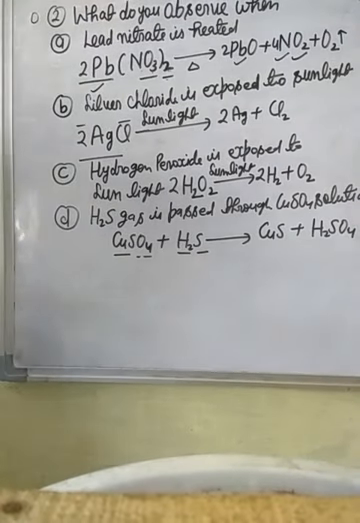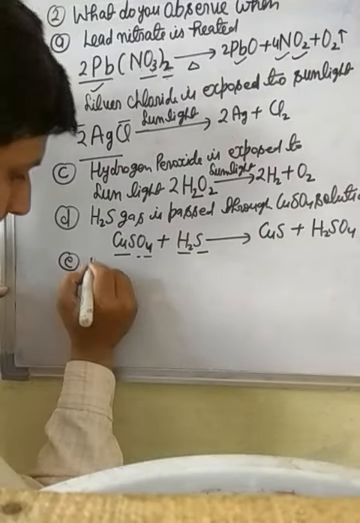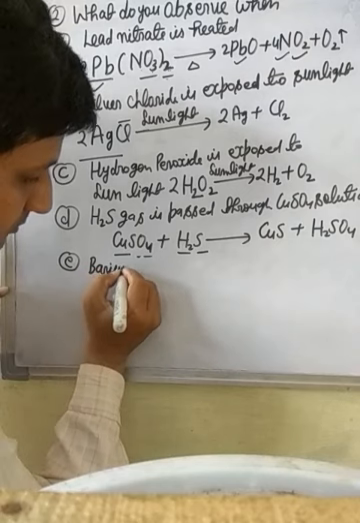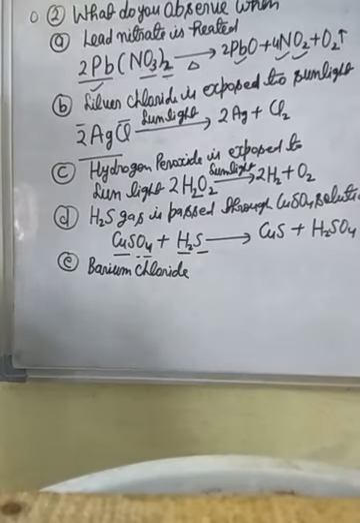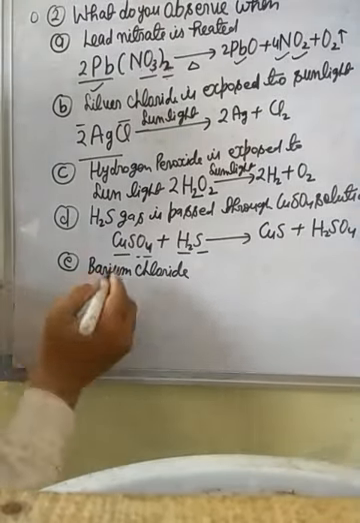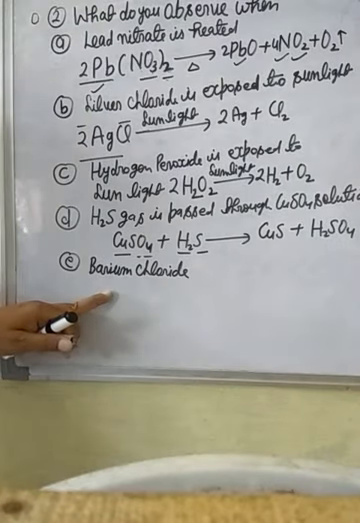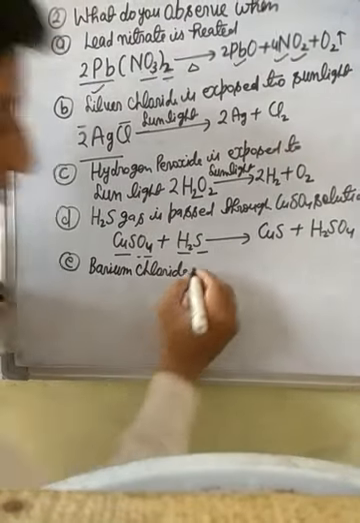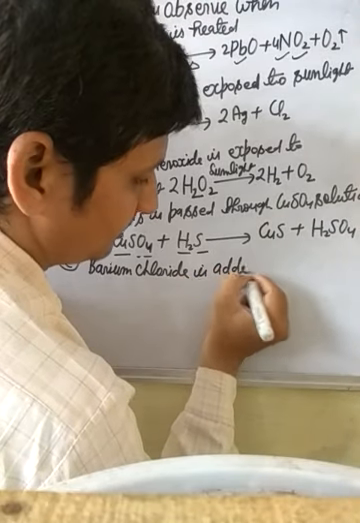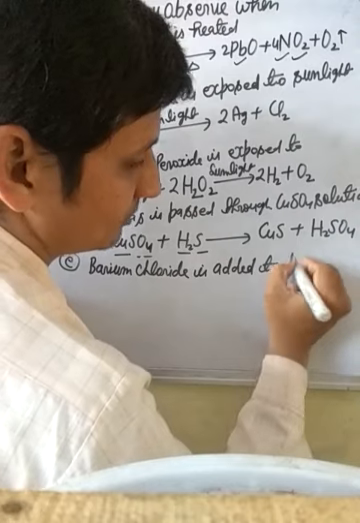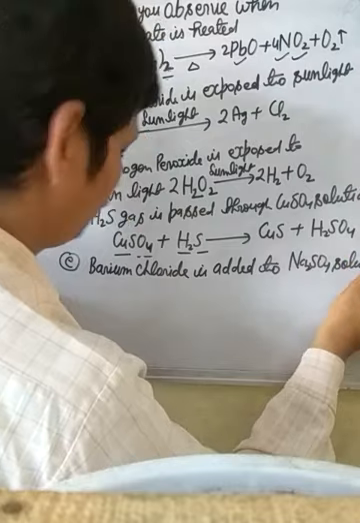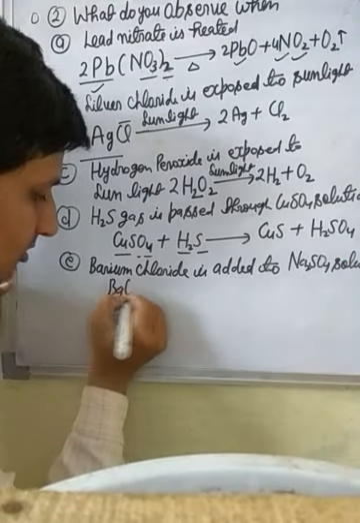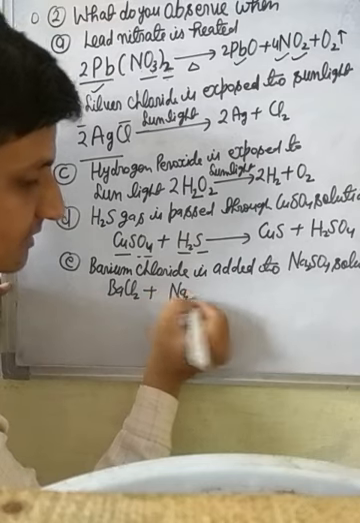And after this, E part of the question is barium chloride is added to sodium sulfate solution. This is a most important reaction, so you have to prepare all the reactions. All reactions are most important for your exam. Barium chloride is added to sodium sulfate, Na2SO4, solution. Formula of barium chloride is BaCl2 and sodium sulfate is Na2SO4.